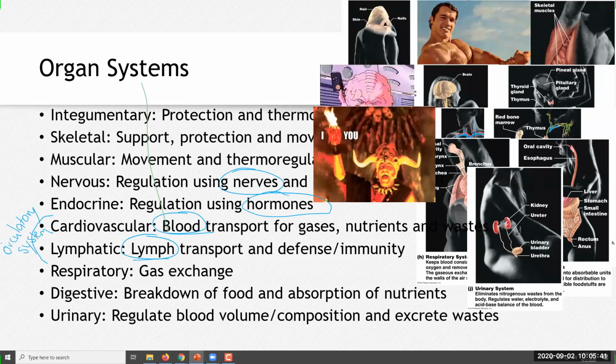Okay. If you remember, for those that are Monday and Tuesday, what were those wastes called? Well, at least one of the wastes is called a nitrogenous waste. Yeah, it was called urea.